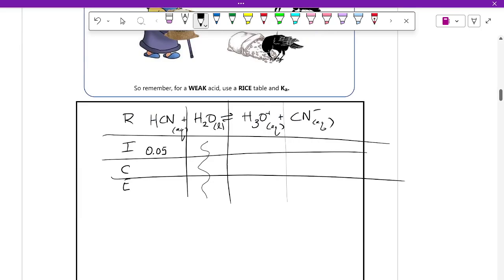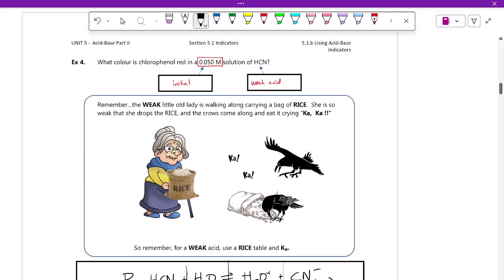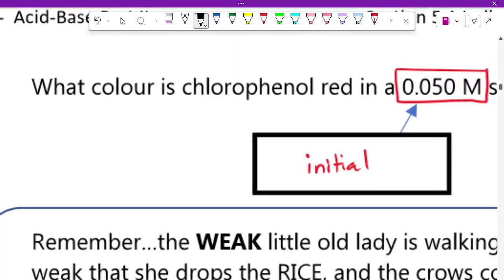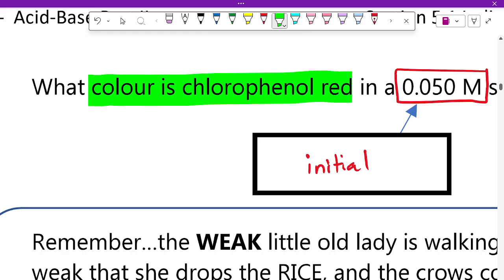We're trying to find a pH of this. We are trying to find the color of chlorophenol red. And if we're trying to find the color of an indicator, that means we need the pH. So yes, we're trying to find the pH.